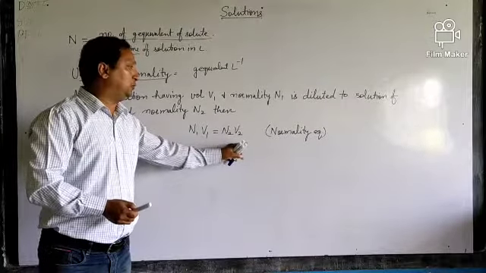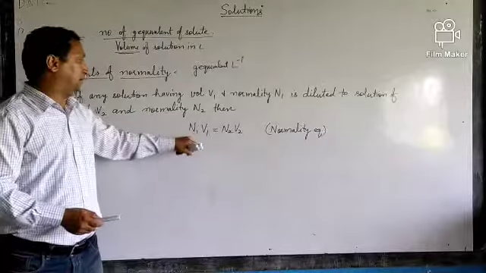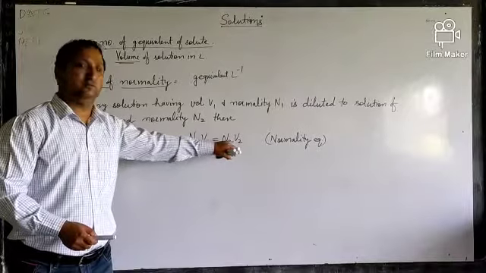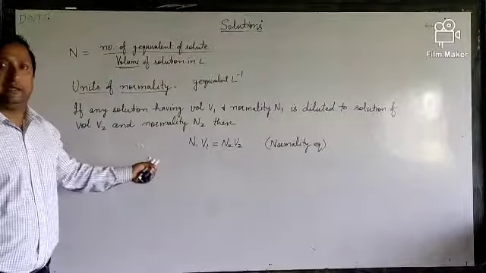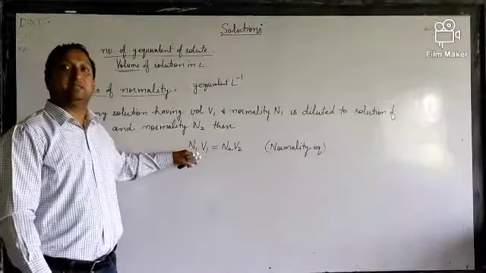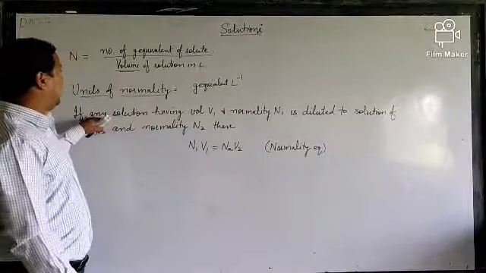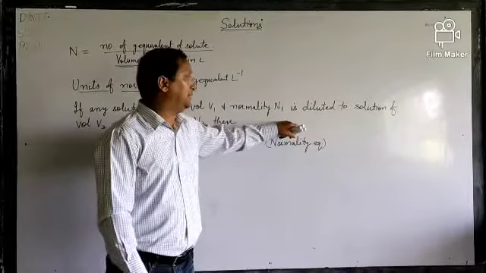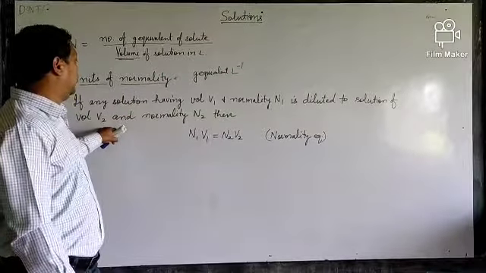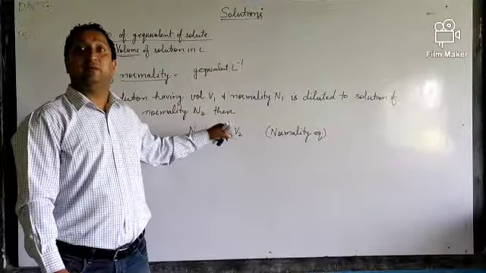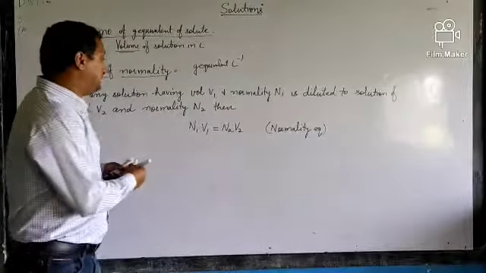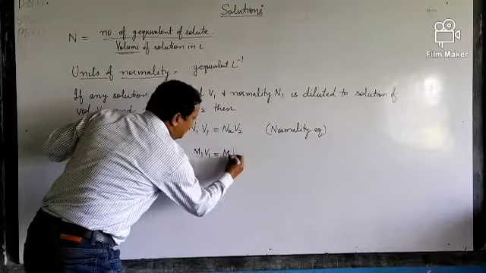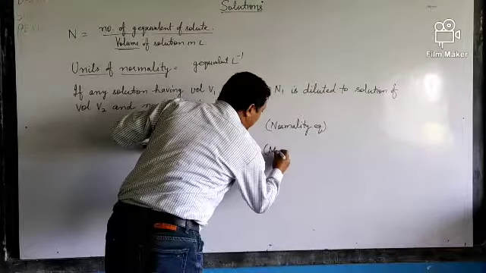So what is normality equation? N1V1 is equal to N2V2, where N1 is the normality for the volume V1 and N2 is the normality for the volume V2. Okay. Similarly, if we change it with the M, that is molarity, if any solution having a volume V1 and molarity M1 is diluted to a solution of volume V2 and molarity M2, then the molarity equation can also be written M1V1 equal to M2V2. This is molarity equation.